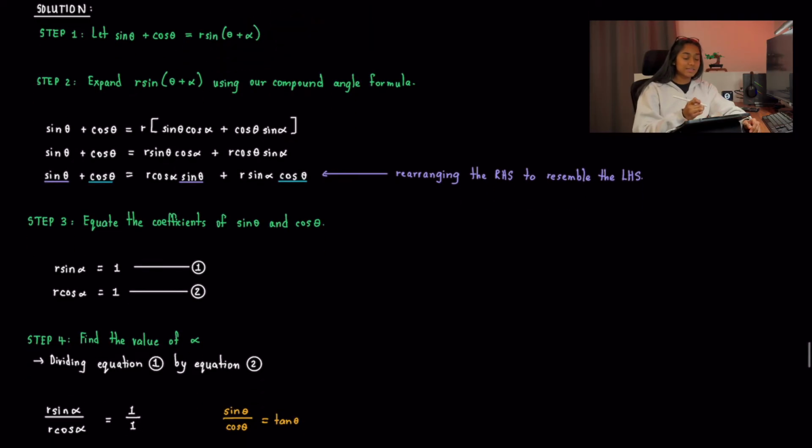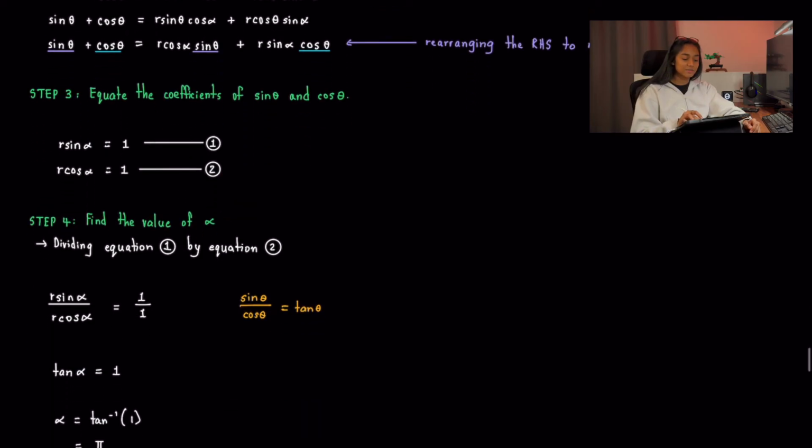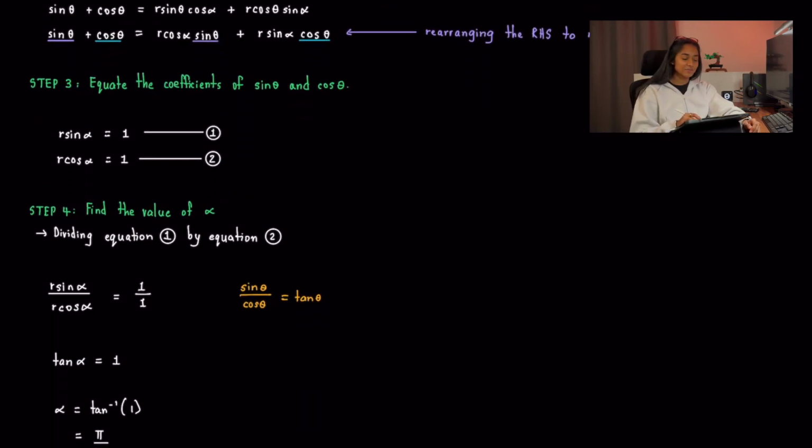When we do that, we're going to expand it, so this multiplied by this and by this to get this equation here. We need to recognize that there is a sine theta here and a sine theta here, as well as cos theta and cos theta. So we rearrange the right hand side to resemble the left hand side to be able to equate the coefficients of sine and cosine. When we do this, we create these two very simple equations that we're going to be able to use to find what we need in the future.